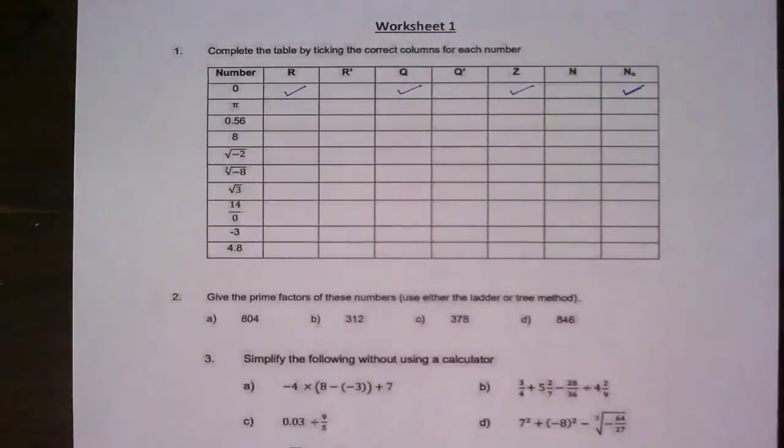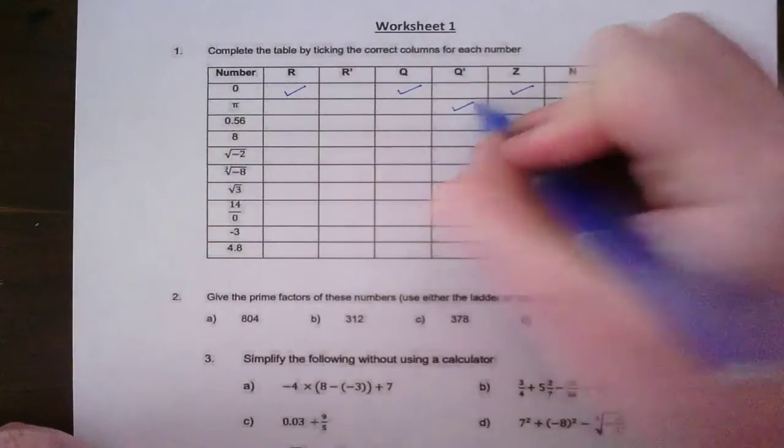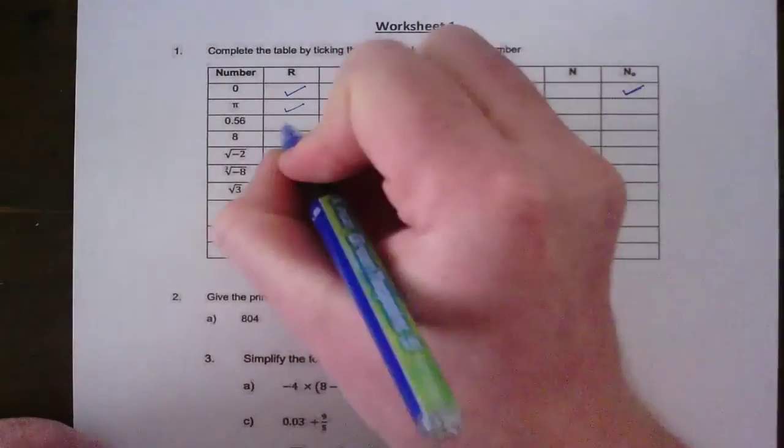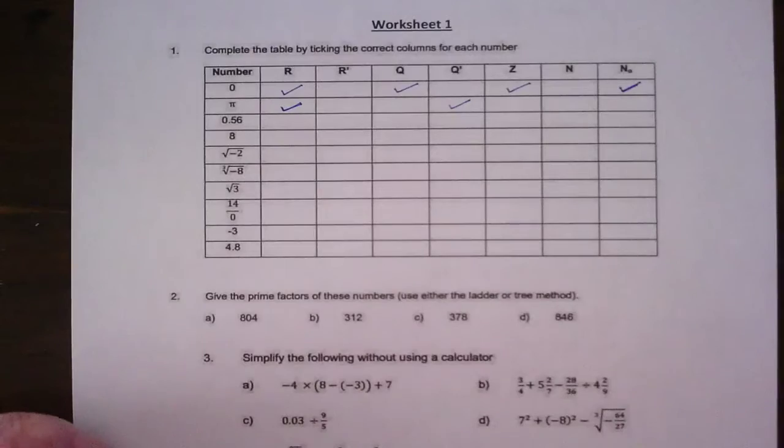Next up we've got pi, and pi is one of those examples we use to describe the irrational numbers. It is an unending decimal, so it's irrational. But irrational numbers are also real, so it would be both of those.